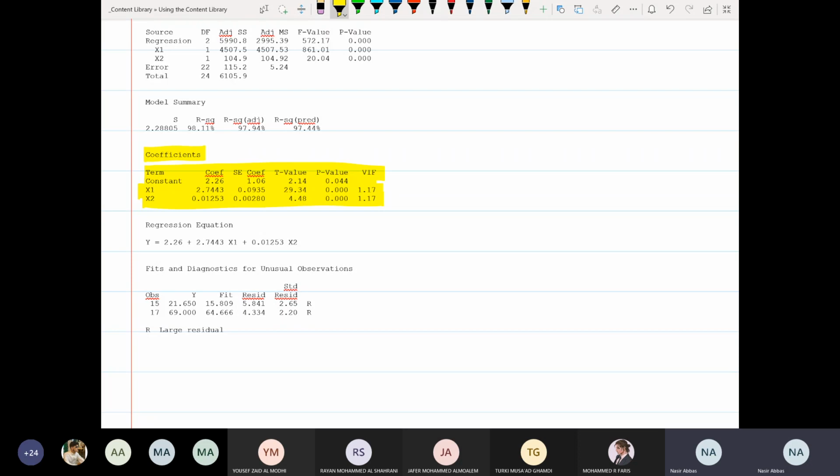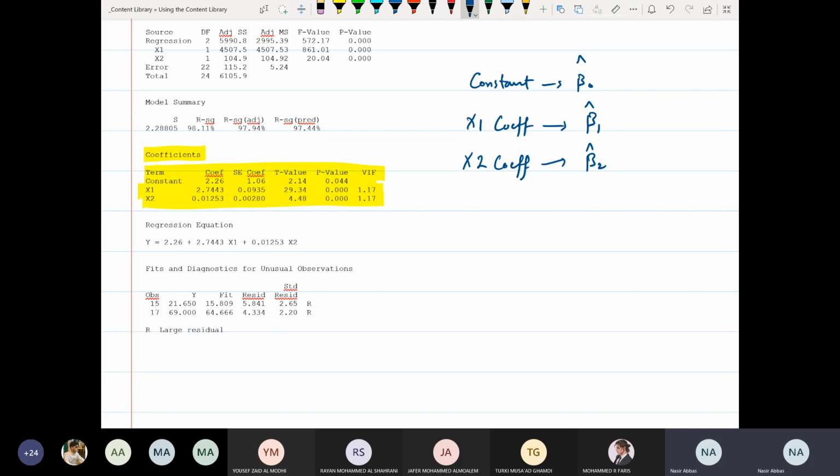In this coefficient part, there is a constant that is beta naught. Then there is a coefficient against x1. This is beta 1 hat. And the coefficient of x2, this is beta 2 hat.